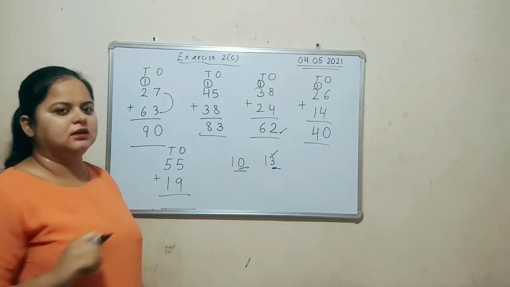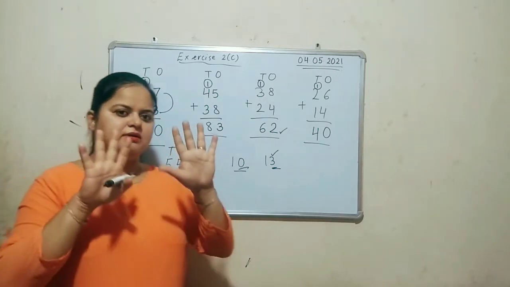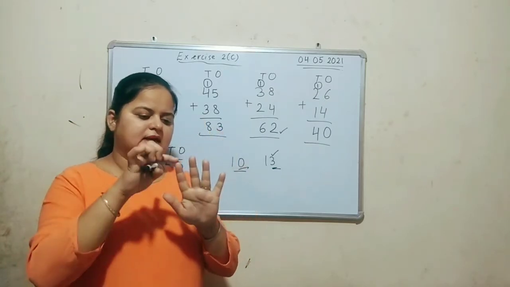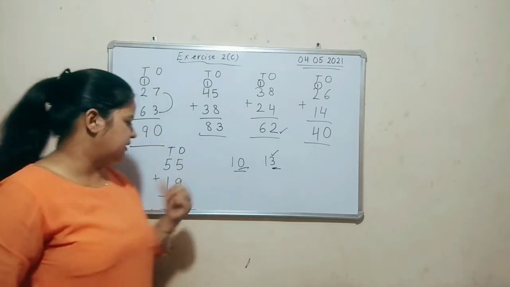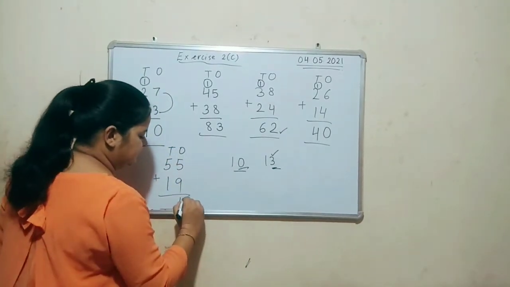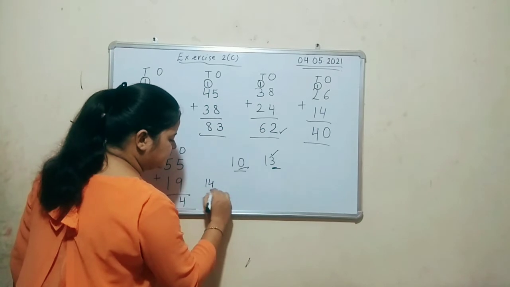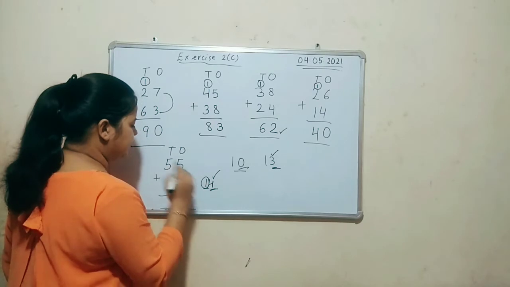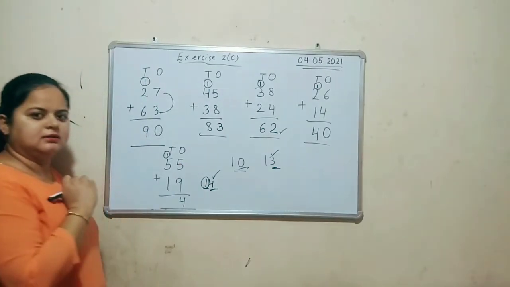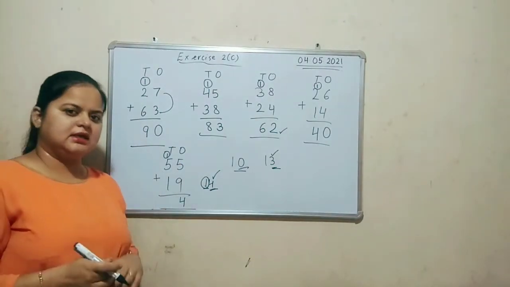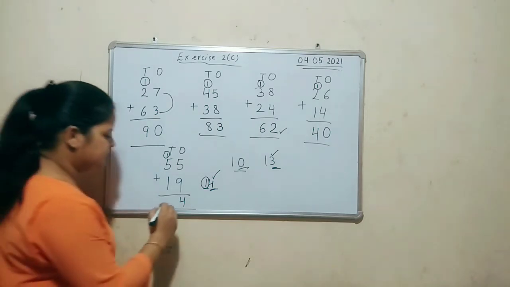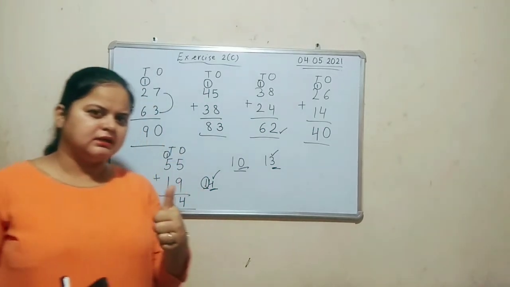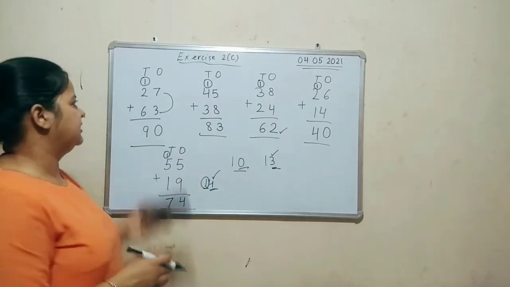5 and 9. Okay, 5 and 9. 6, 7, 8, 9, 10, 11, 12, 13, 14. 5 and 9, 14. So we will write 4 here because 4 is placed on the ones side and 1 is tens. So 1 will come here. 5 and 1, 6. 6 and 1, 7. So the answer is 74. I hope you all have done. Yes, doing very good.